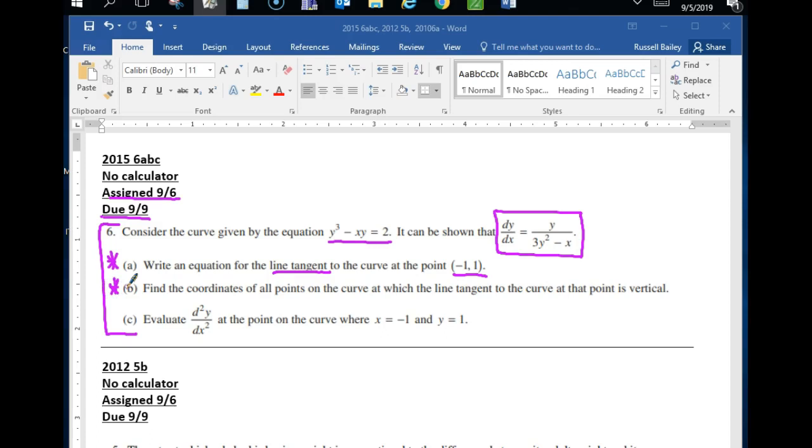Find the coordinates of all points on the curve at which the line tangent to the curve at that point is vertical. So we want to find all the points. A point is an x and y pair, so I'm looking for an x and y pair on the curve, which is this thing here. This is my curve. Find all the xy pairs at which the tangent line is vertical. Okay, so now that word vertical is very important. That's not something to ignore, obviously. So let's talk about that.